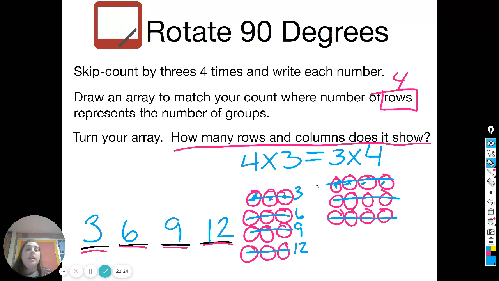And since we practiced counting by 4s today, we can go ahead and check our work by counting by 4s over here on this array. 4, 8, 12.